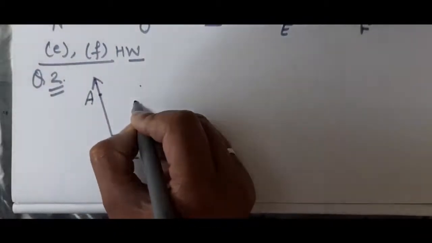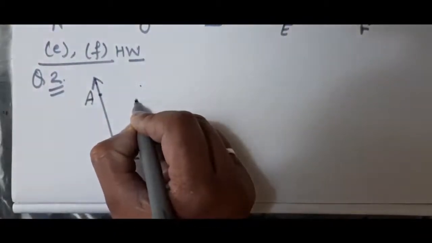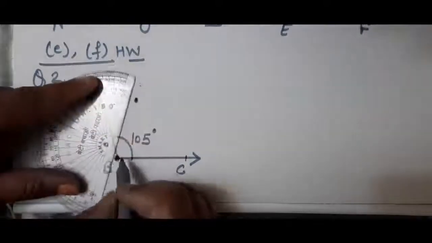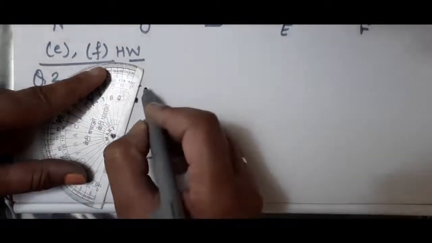Right? Now take a point D in its interior. So you will take a point D. Any point you can take anywhere. You can take here, anywhere you can take. Suppose here, this is point D. Right? Now join BD.